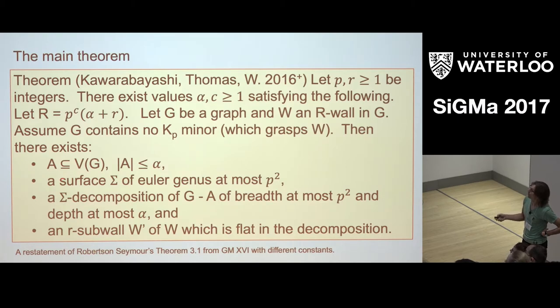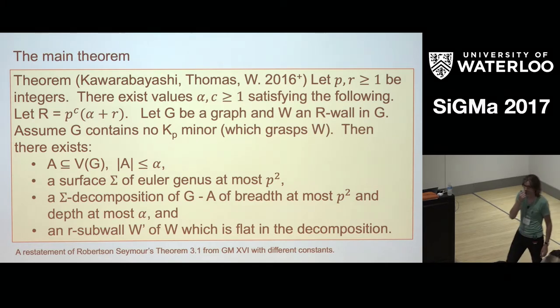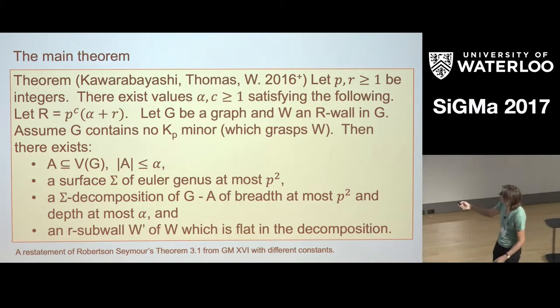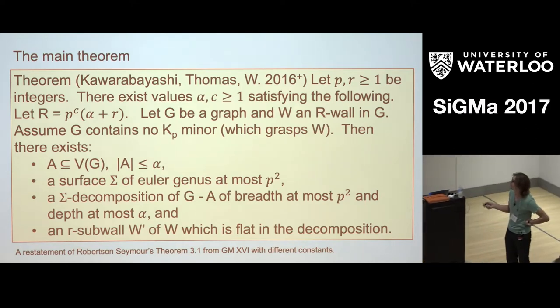So the following holds. I can find an apex set of bounded size, and a surface Sigma of bounded genus, genus at most p squared. And now a Sigma decomposition of the graph after deleting the apex set, of breadth at most p squared and depth at most alpha. And moreover, it's not cheating: I have an R wall W prime, which is a subwall of the big one, which is flat in the decomposition. This is a restatement of Robertson and Seymour's Theorem 3.1 from Graph Minors XVI, but with different constants.